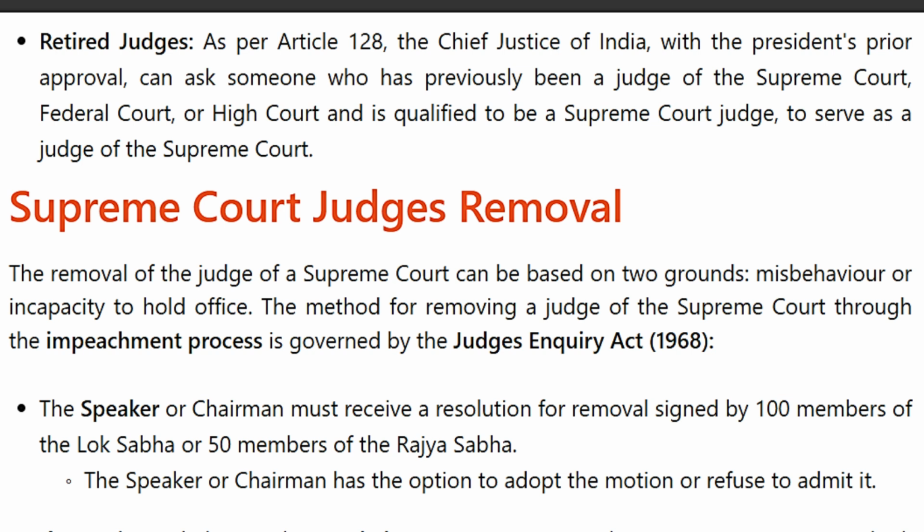Supreme Court Judges Removal. The removal of a judge of the Supreme Court can be based on two grounds: misbehavior or incapacity to hold office. The method for removing a judge of the Supreme Court through the impeachment process is governed by the Judges Inquiry Act, 1968. The Speaker or Chairman must receive a resolution for removal signed by 100 members of the Lok Sabha or 50 members of the Rajya Sabha.